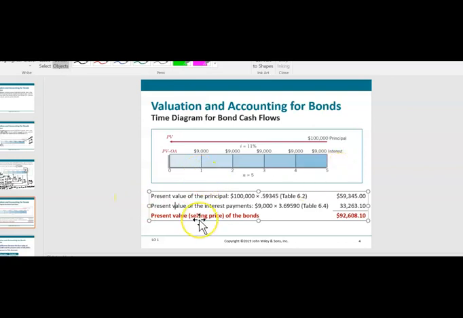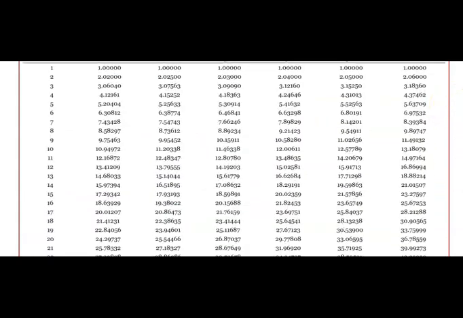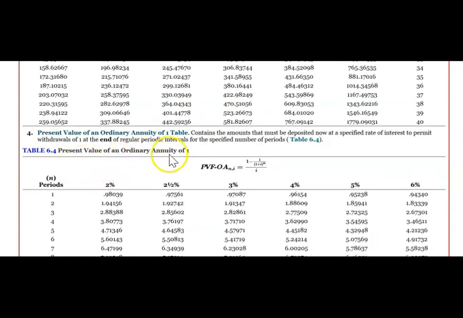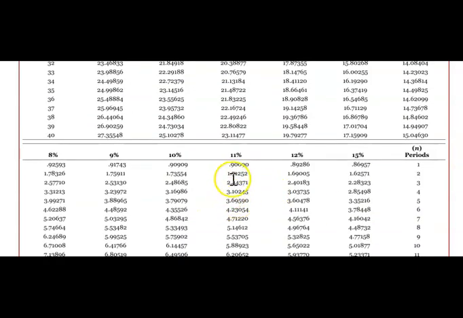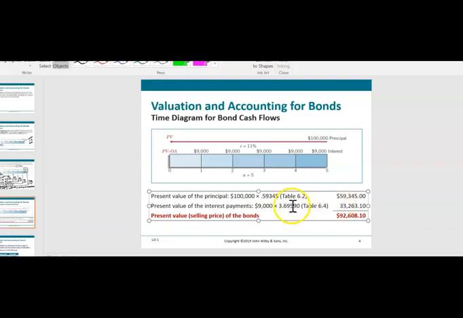We add to that the present value of receiving 5 annual interest payments starting in year 1, continuing through year 5. So we would take the present value of an ordinary annuity because the payments are made at the end of the year. We would find the amount from the present value factor table. Here we have present value of an ordinary annuity, interest rate 11%, number of periods equals 5. So we would use 3.6959. And that's what we see here, 3.6959 multiplied by 9,000 gives us the present value of all of the 5 interest payments of 33,263.